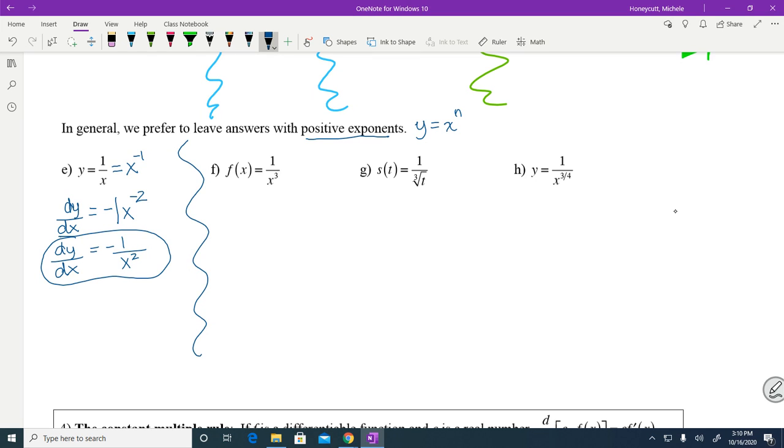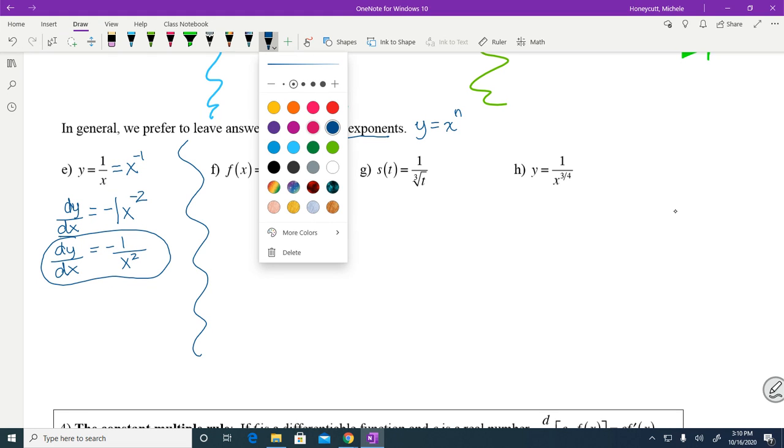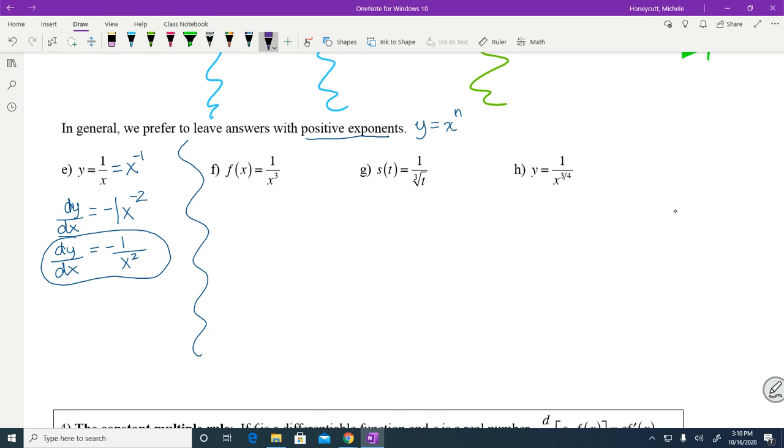F says 1 over x cubed. So 1 over x cubed is the same as x to the negative third power. So then if it's x to the negative third power, then f prime of x is the same as negative 3 times x, subtract 1, to the negative fourth power. So f prime of x is negative 3 over x to the positive fourth power.